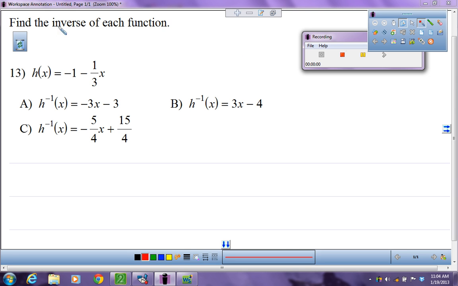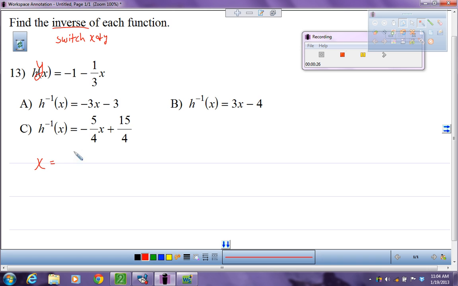This one here is asking you to find the inverse. So again, for the inverse, you gotta understand who's the y. So h of x is the y, and your x, of course, is the one that has all the math in it. So what the inverse has to do, first of all, is to switch the x and the y. Okay. So you start out by switching the x and the y. And then you have to solve for y.